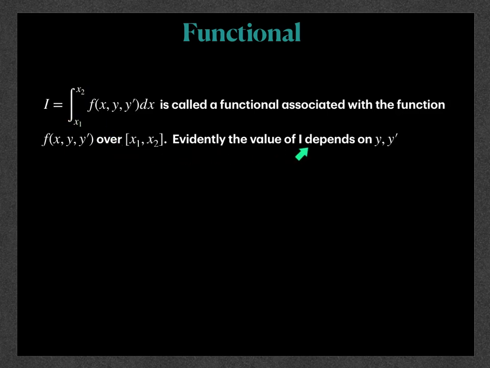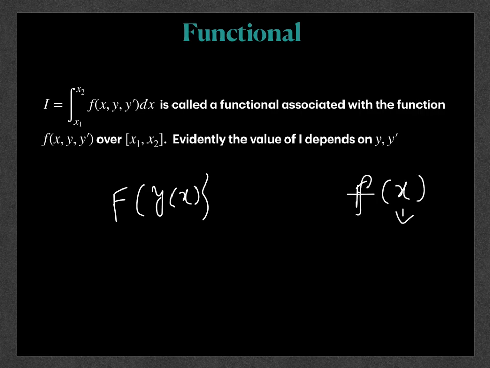Evidently, the value of I depends on y and y dash. So roughly, a functional is a function of a function. You can understand it easily like this. In a function, x is a domain element. In a functional, the function y of x is a domain element.